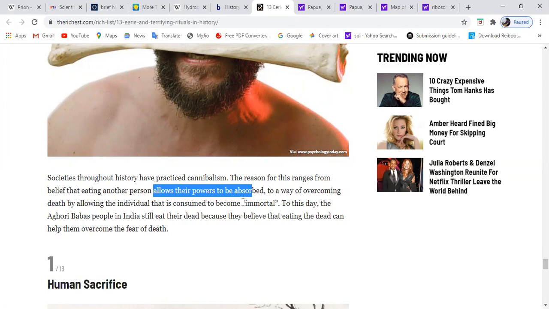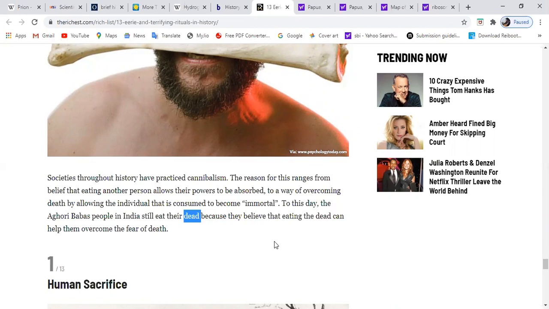In some societies, humans were consumed because they think they will become immortal if they consume other human beings. To this day, the Aghoris, even today they practice this. People in India still eat their dead because they believe that eating dead humans can help them overcome the fear of death.